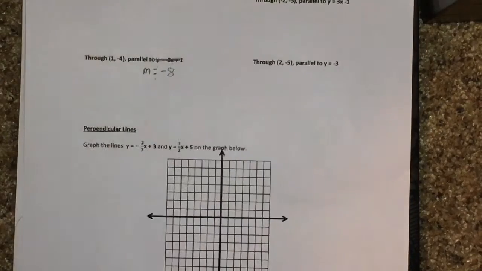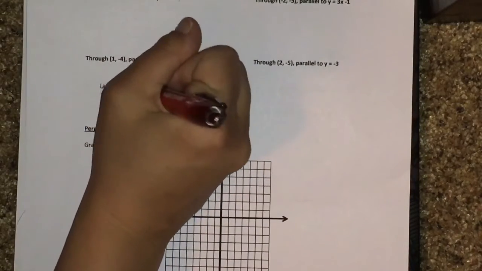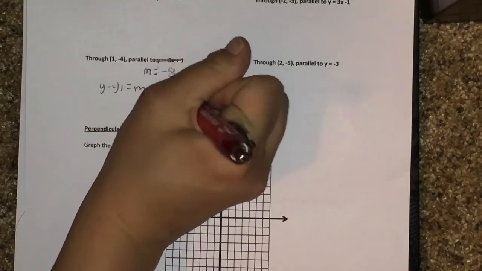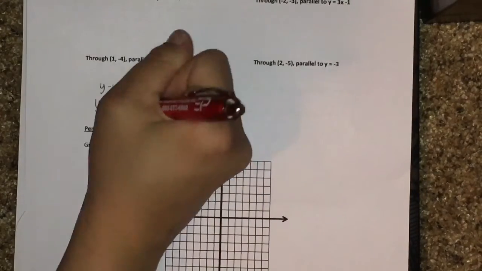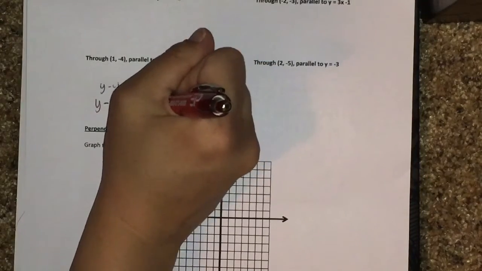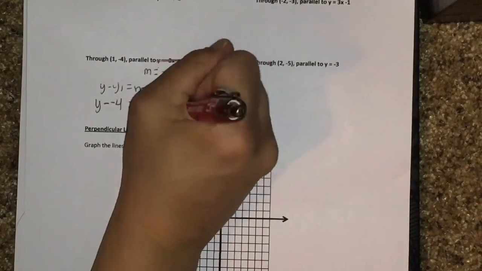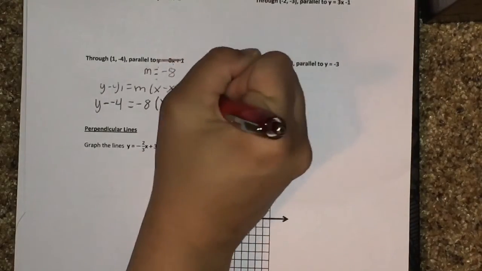Eventually, I want this in slope-intercept form, but to make it easier, let's first put it in point-slope form, since we have a point and a slope. So we have y minus y1 equals m times x minus x1. So y minus -4 equals m, which we found to be -8 because the lines are parallel, times x minus 1.